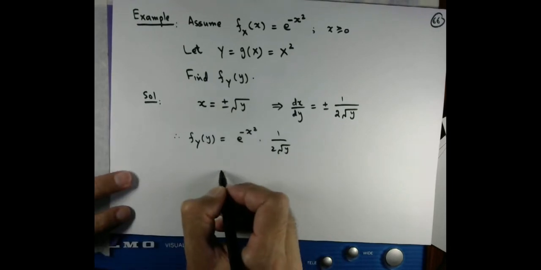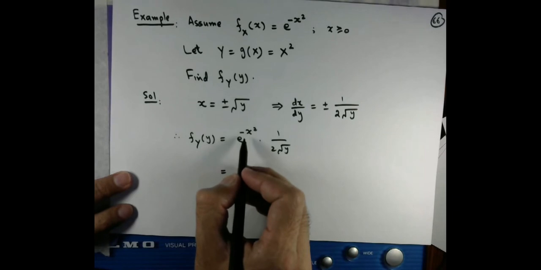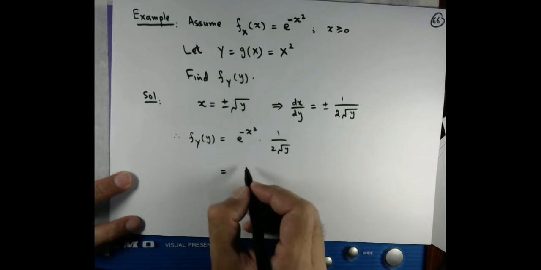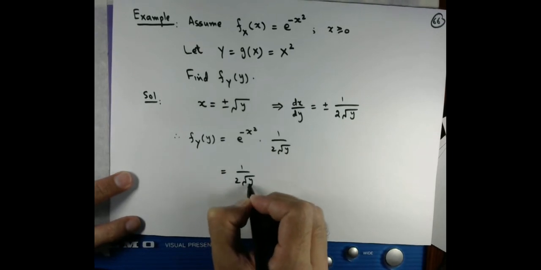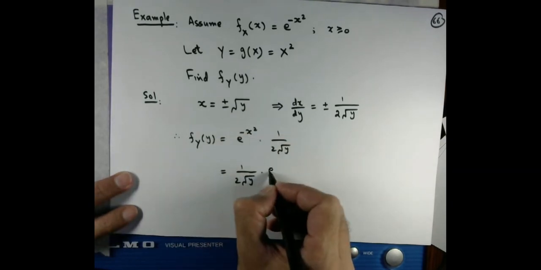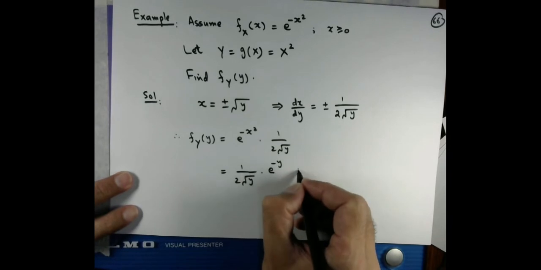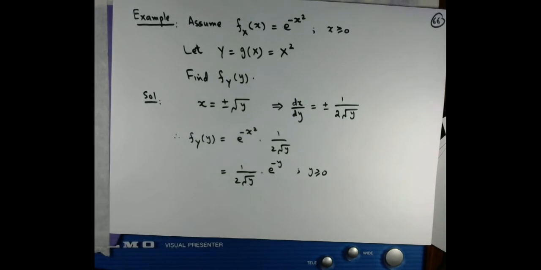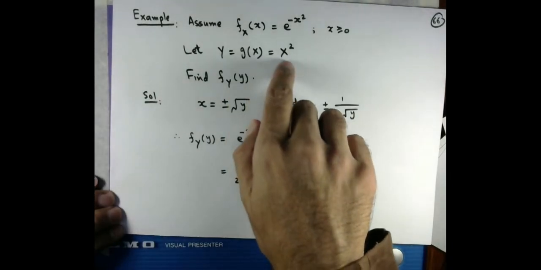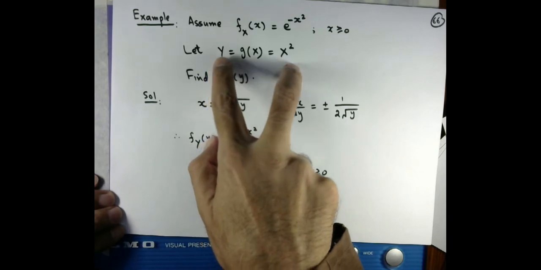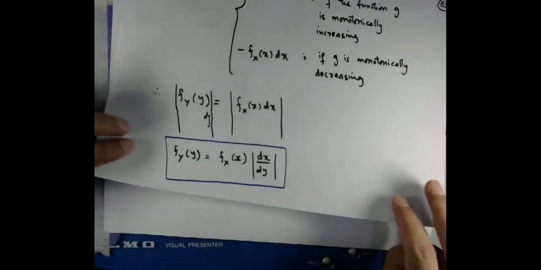But we have to write it in terms of y. So what is y? Y is nothing but x square. So we can write this expression as 1 over 2 times under root y into e raised to power minus x square. But x square is y, so we can simply write it as e raised to power minus y, obviously for y greater than or equal to 0. So we have been able to very easily and simply transform a random variable x into y through this functional relation and this basic formula.